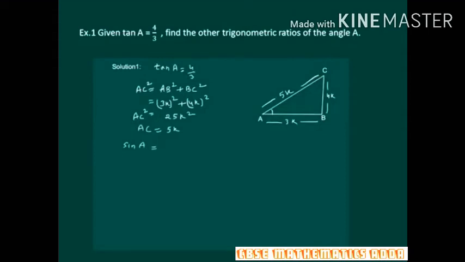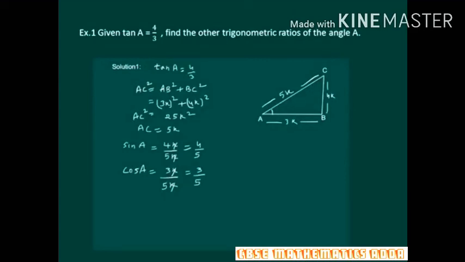Now sin A is equal to, what is the formula? P by H. P means BC divided by AC, that is 4k divided by 5k, that equals 4 by 5. Then cos A equals 3k divided by 5k, and this equals 3 by 5.